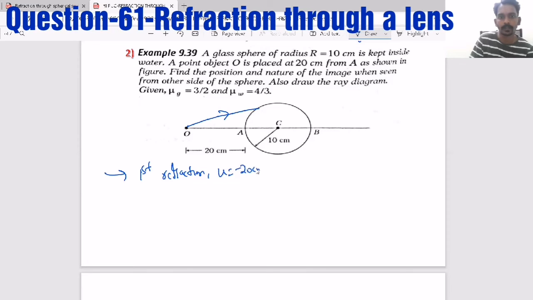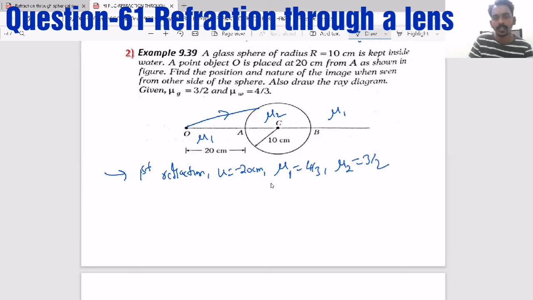U is minus 20 and it is kept inside the water. So that mu1, that is here, now mu1. This is mu2. Now this is mu1. Mu1 is water, so that is 4 by 3. Now mu2 when you consider, that is 3 by 2. Now u, mu1, mu2 and the radius of curvature. Now the curvature, the radius is on the other side, so it will become positive, plus 10.